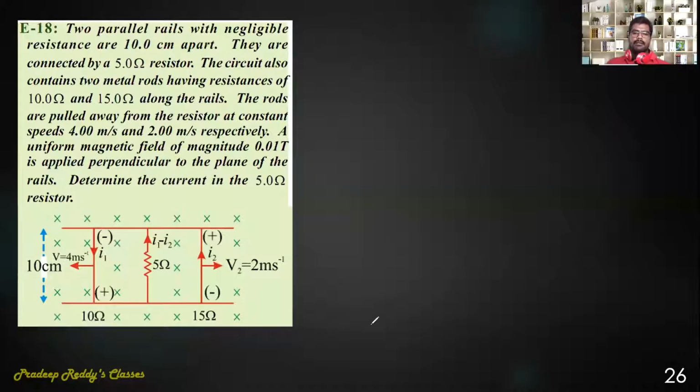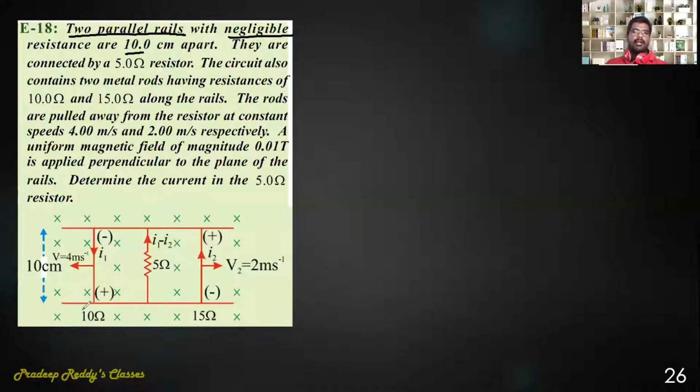Students, here we have two parallel rails with negligible resistance, at a distance of 10 centimeter apart. They are connected by a 5 ohm resistor. The circuit also contains two metal rods having resistances of 10 ohm and 15 ohm along the rails.